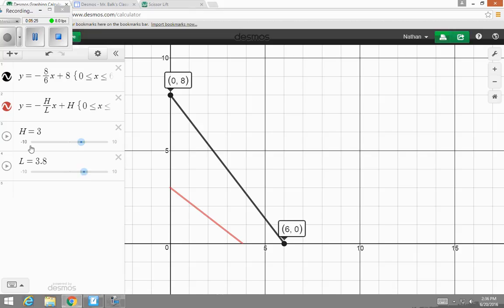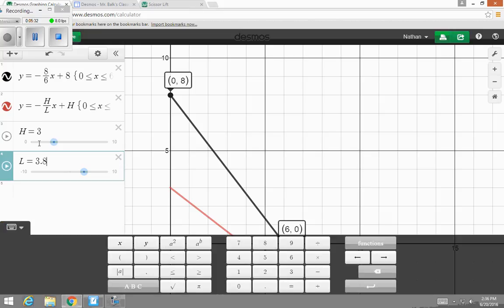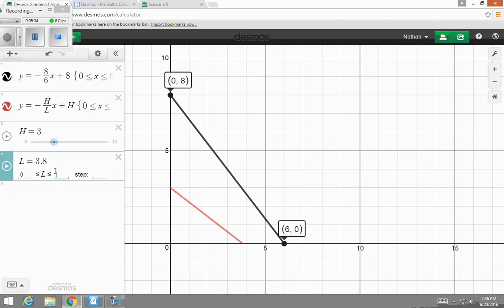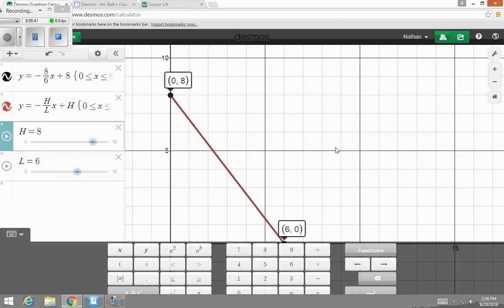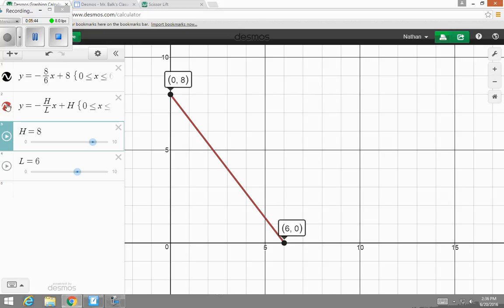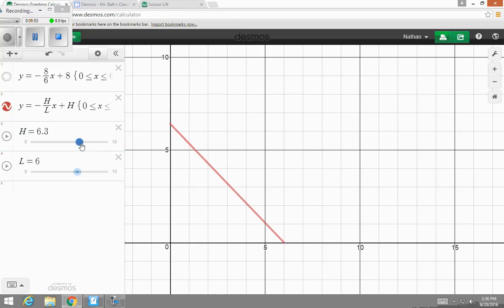Now I want to kind of put it in the correct region in that first quadrant. So I might make H from 0 to 10 with steps of 0.01. I'll do L the same, 0 to 10 with steps of 0.01. I'll make L start as 6 and H start as 8. It's the same story. Notice that my red story is the same as the black story. But now I can animate it. As I change H, the ladder's sliding down. As I change L, the ladder's pulling further away.